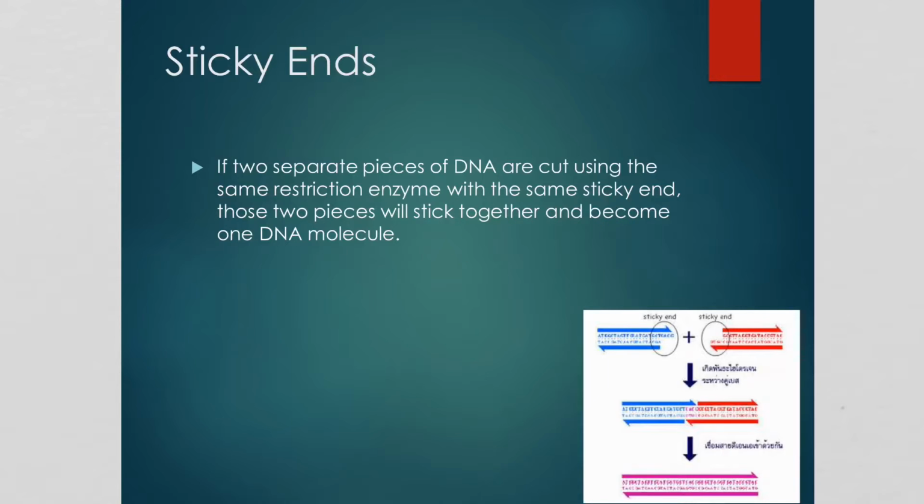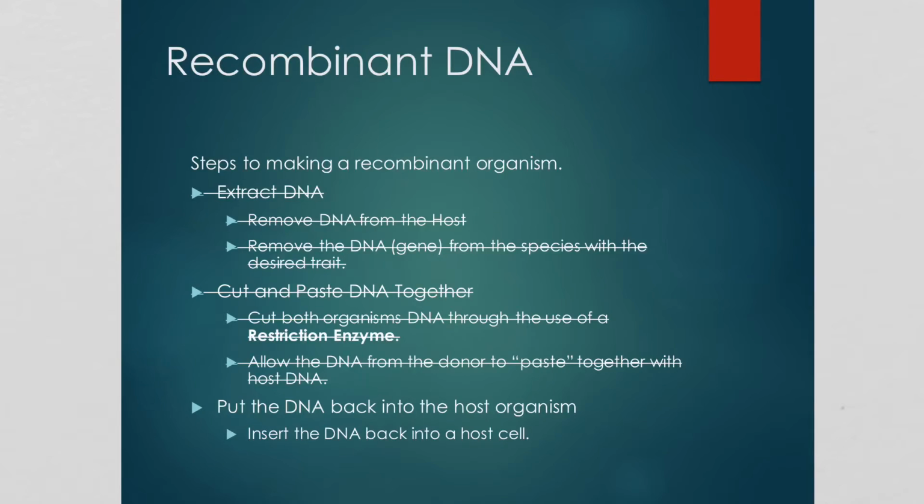So you can see here if maybe I had my mouse DNA in blue and my human DNA in red. If I cut those 2 molecules of DNA with the same restriction enzyme and they have the same sticky ends, they can stick together and become one new piece of DNA. So that's the second step of cutting and pasting the DNA together using restriction enzymes. And like I said, those are the only 2 we're going to talk about in this video.